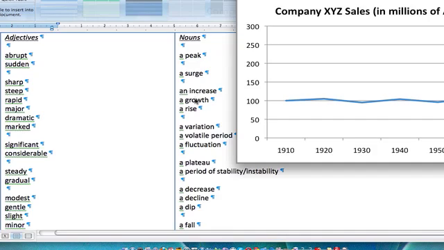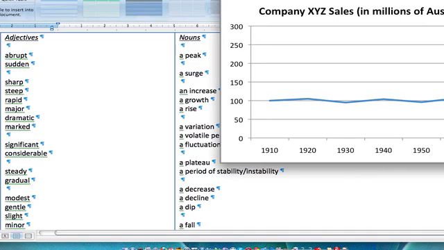Now, an increase, a growth, a rise. These are words that we could couple with our adjectives on this side. So, for example, we could describe this portion of the graph at the end here as a sharp increase. We could describe it as a dramatic growth. We could describe it as a marked rise, perhaps a little bit more than a marked rise, though, maybe a steep rise. Okay, or we could describe it as a surge.